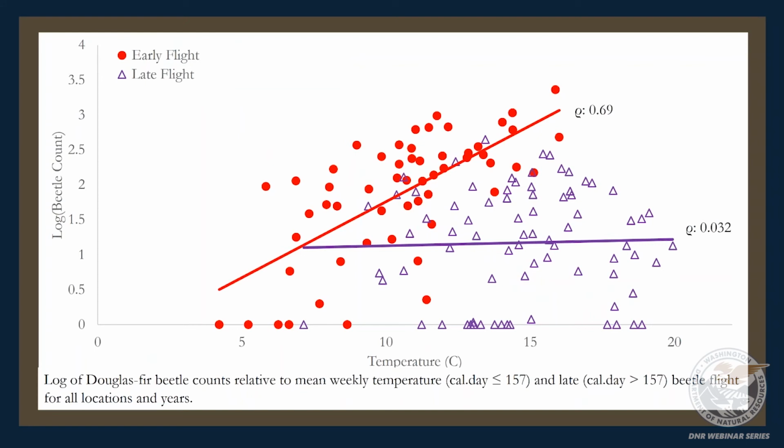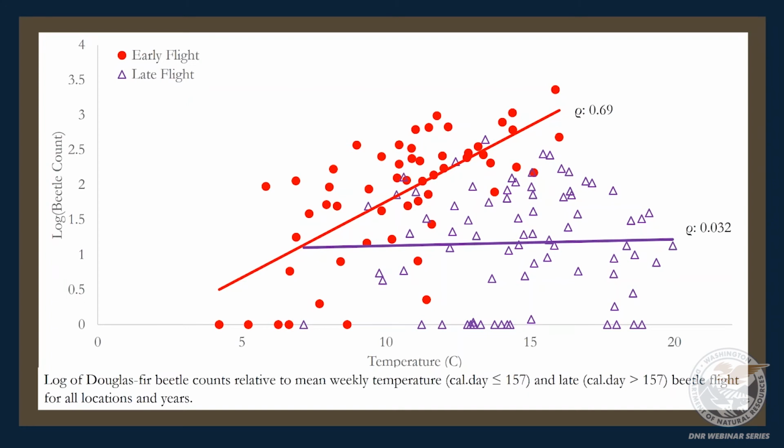The early flight was highly correlated. That's a correlation coefficient of 0.69, almost 0.7, which for ecological data is fabulous. That's really good data, a very strong relationship with temperature. Whereas in the second half of the year, that late flight has essentially no correlation, 0.032. So basically we see that, at least in some aspect, there are two separate temporal subpopulations within the same year that have different relationships with temperature.